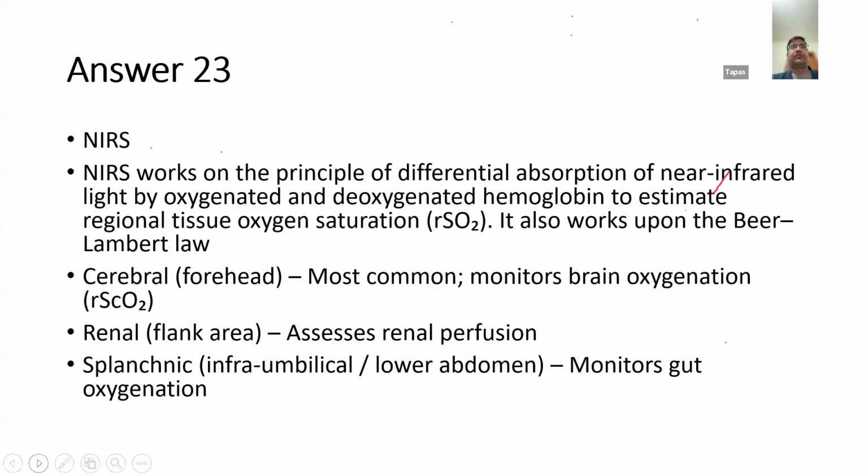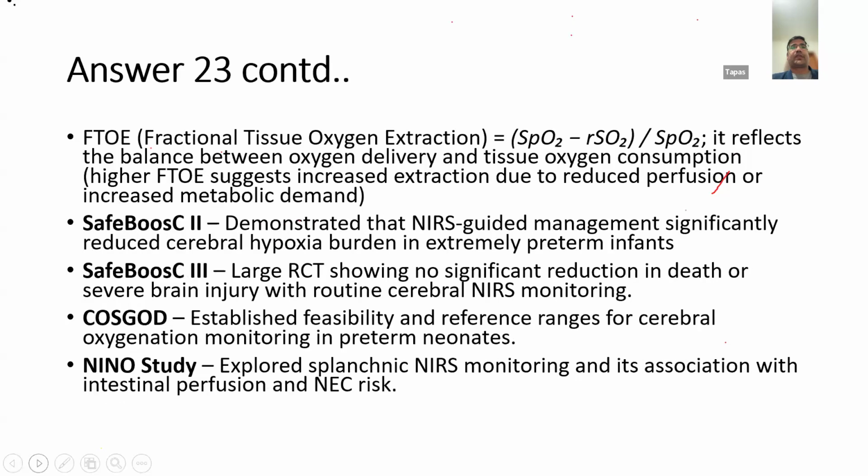So next question, next slide. So FTOE stands for fractional tissue oxygen extraction. So basically, NIRS measures the oxygen uptake in the tissue, and this is measured by this method, that is FTOE. Here it reflects the balance between the oxygen that is delivered to the tissue and the oxygen that is consumed by the tissue. So if the FTOE comes high, that suggests there is an increased extraction of oxygen. That can occur because of two reasons.